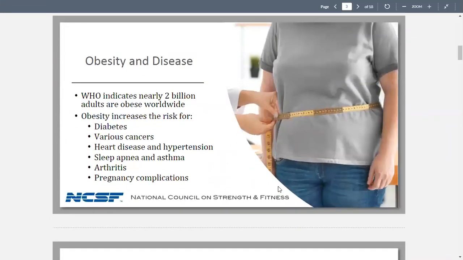So, obesity and disease. The World Health Organization, or WHO, indicates nearly 2 billion adults are obese worldwide. Obesity increases the risk for diabetes, various cancers, heart disease and hypertension, sleep apnea and asthma, arthritis, and it can complicate pregnancy.